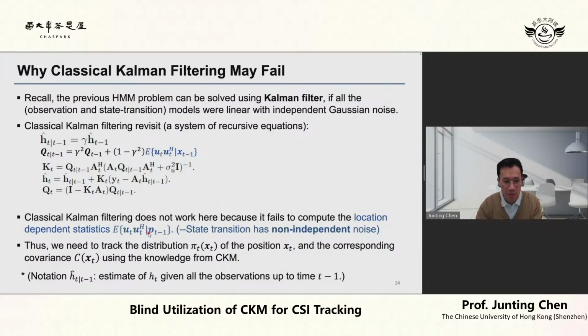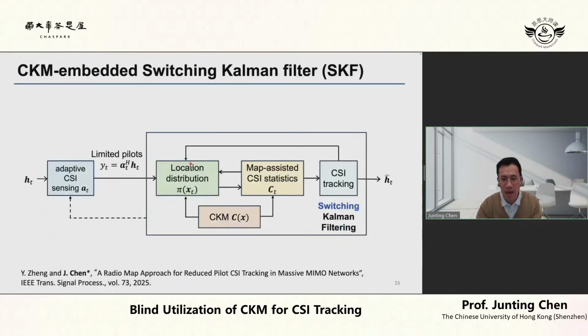So in order to do that, we need to do some additional operation to track the position, and then based on the position to recover the covariance matrix so that we are able to compute the statistics. So let's look at how to implement the whole structure.